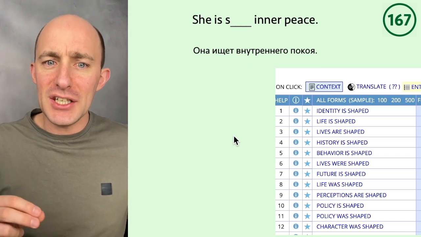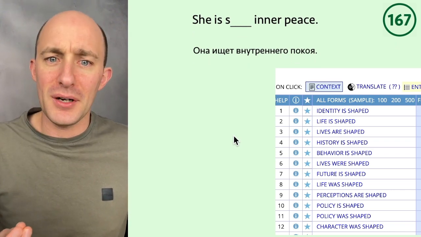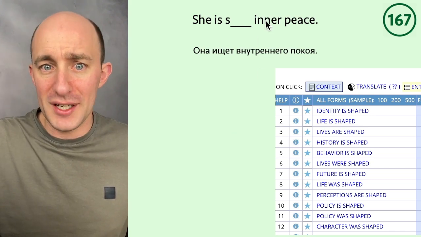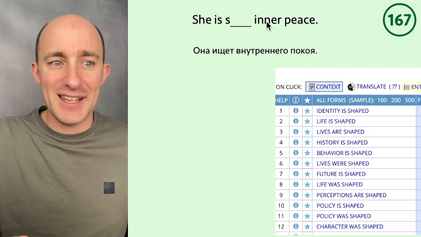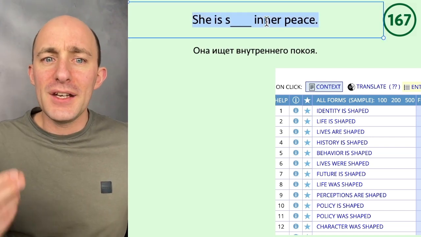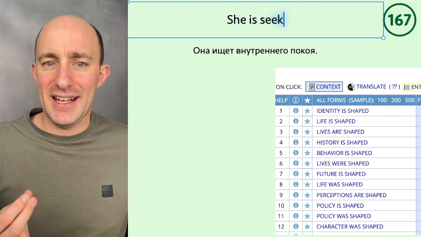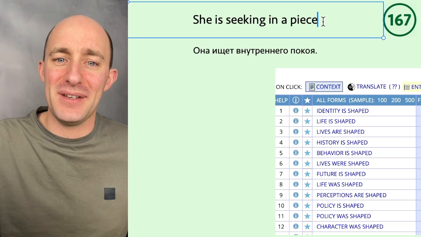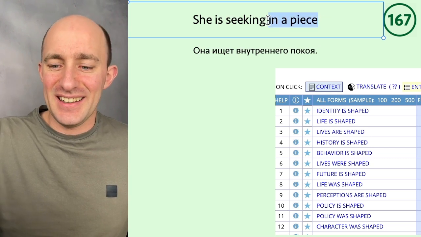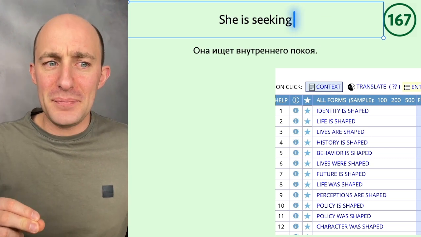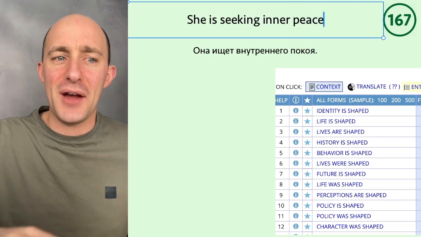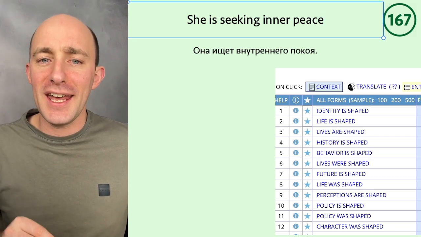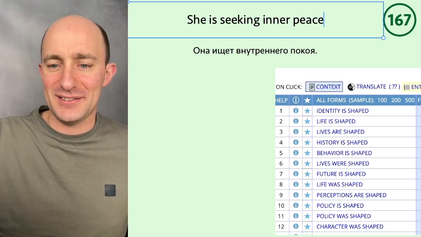167. She is searching for inner peace. Of course, it could be she is looking for inner peace. But there's another word. She is seeking inner peace. Not inner peace. Inner peace. There we go. With an American accent, it sometimes works better. She is seeking inner peace.